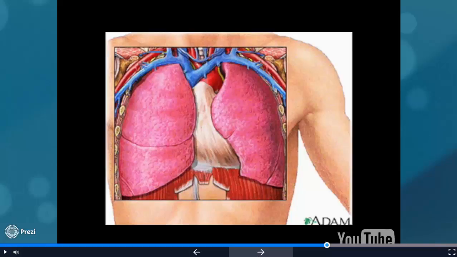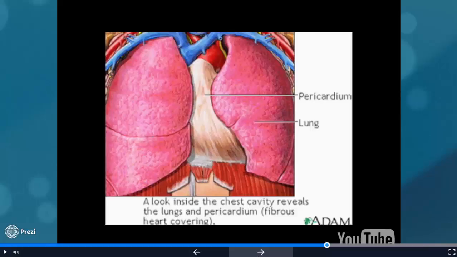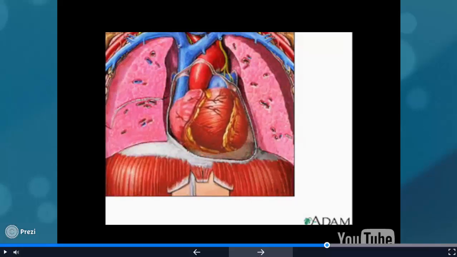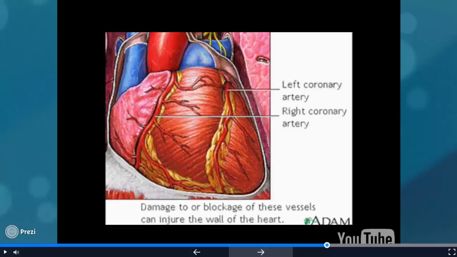If we look through the chest wall, exposing the lungs and pericardium, which is the fibrous covering of the heart, we can see the heart actually beating inside the chest cavity. There's the left coronary artery up close, and the right one as well. They supply blood to specific regions of the heart. Damage to or blockage in either of these vessels can injure the wall of the heart.